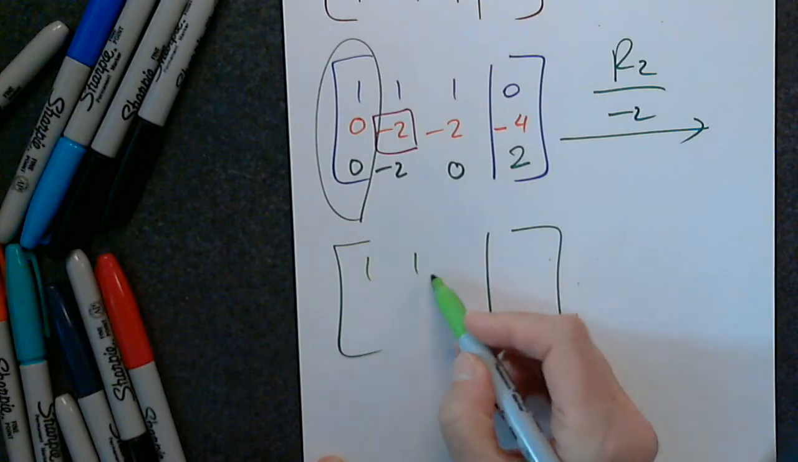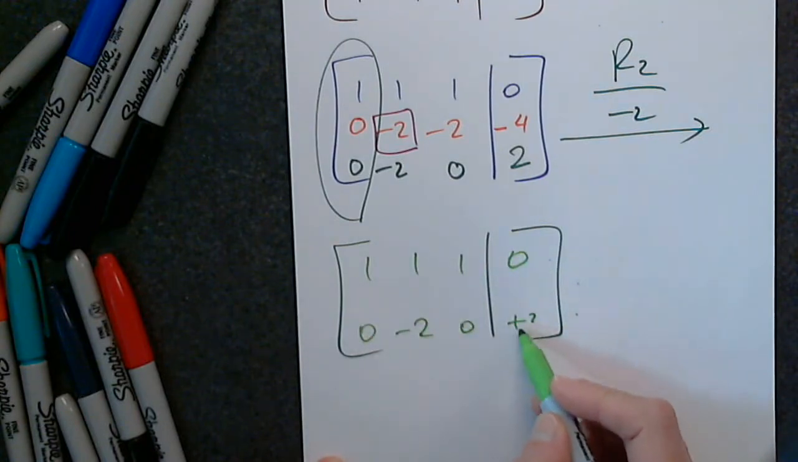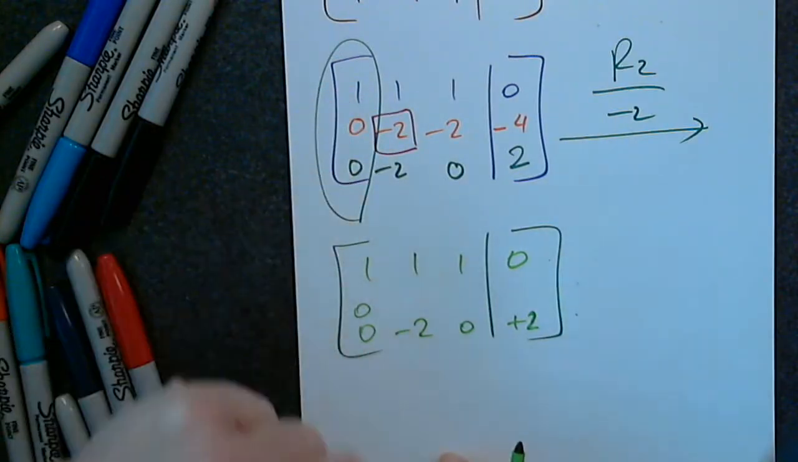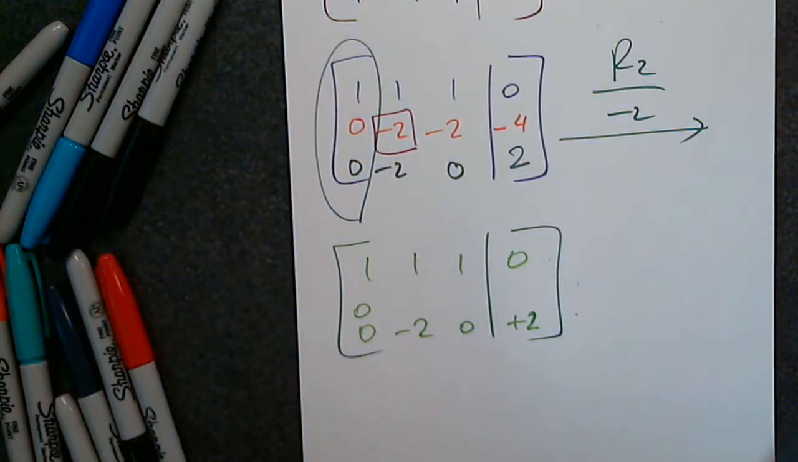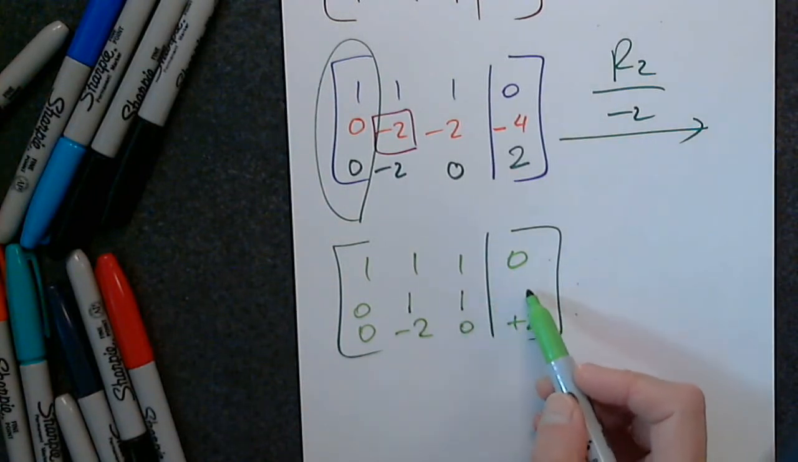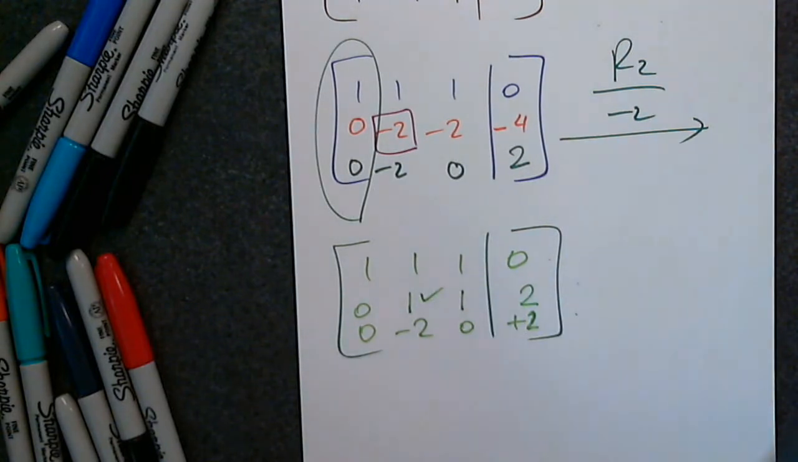I copy the first row. I copy the third row. And 0 has to stay. If I destroy the first column, I'm going backwards. Yes. So what do I have here? And here? And here? 2. Excellent. So I accomplished this.